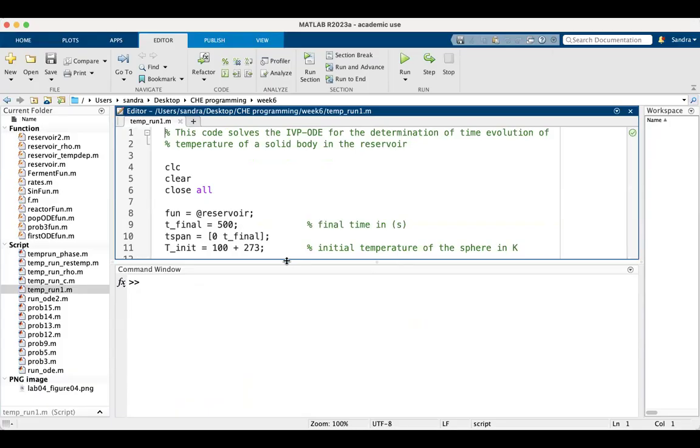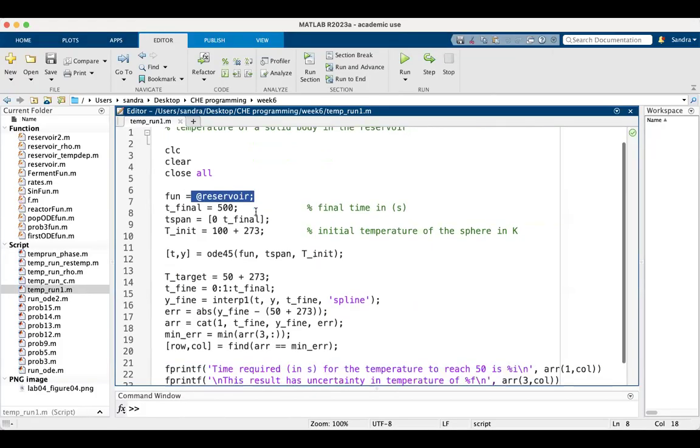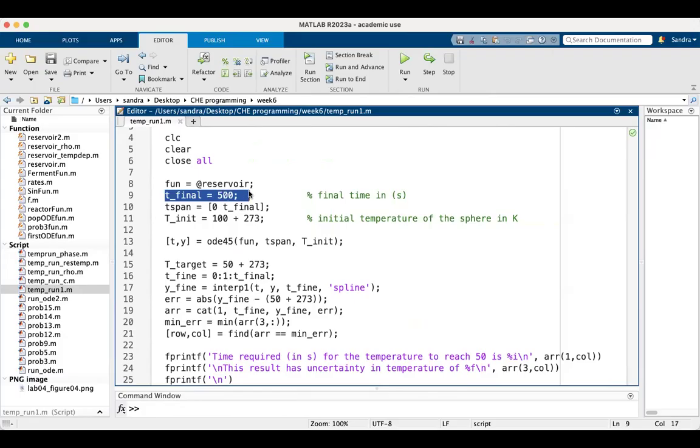So this is the first part of the code. First, what you have is a function, the ODE solver function, right? I'm giving the function name as reservoir. Now the T final is 500.